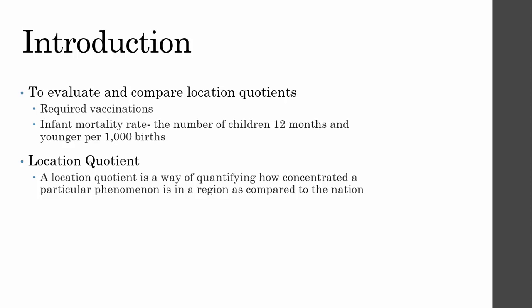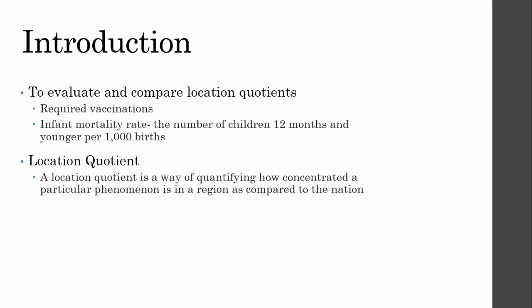So for my introduction, obviously the point of this project was to evaluate and compare location quotients, and the two things I looked at were the amount of required vaccinations for each of the countries in the European Union, and then a couple outside of it, and compared that to the infant mortality rates of those countries. The infant mortality rates were the number of children 12 months and younger per 1,000 births. So it's not like this many people died that year, but this many children died per 1,000 births.